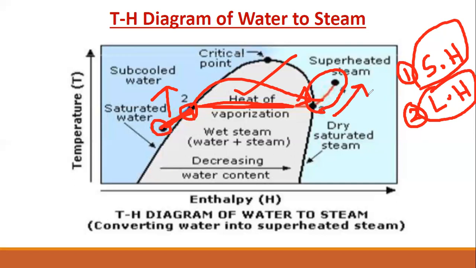So there are two types of heat. One is sensible heat, and another one is latent heat. So what is the difference? The sensible heat changes the temperature, and the latent heat changes the state. That means the temperature does not change, but it changes liquid to gaseous or solid to liquid.